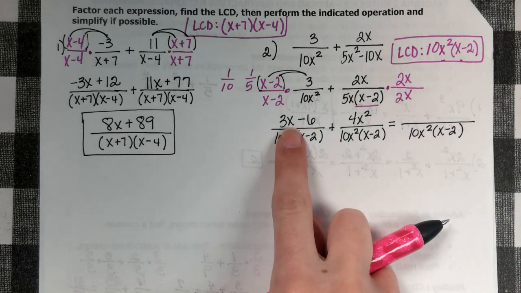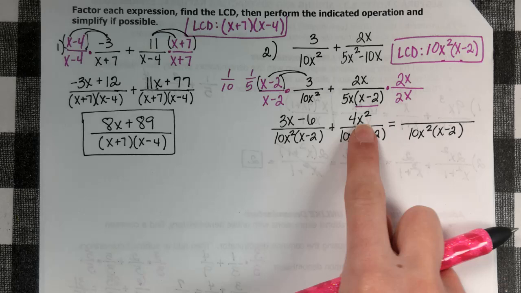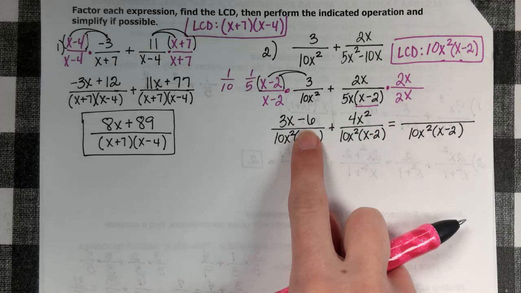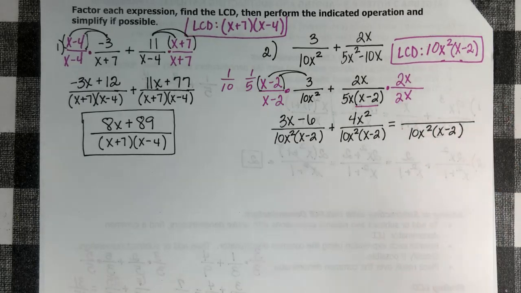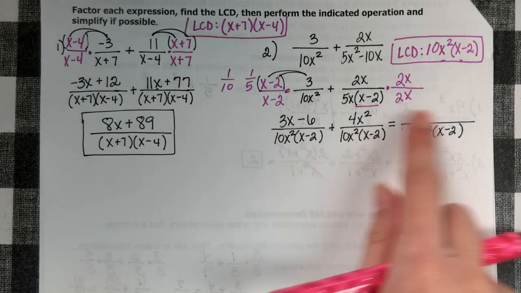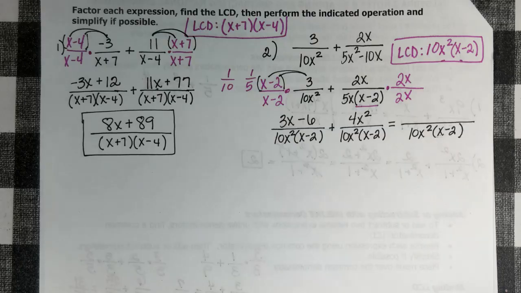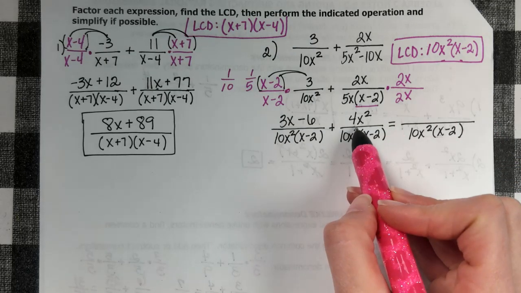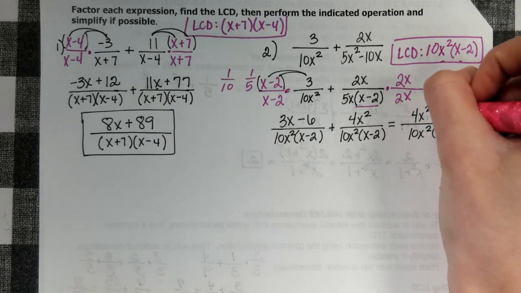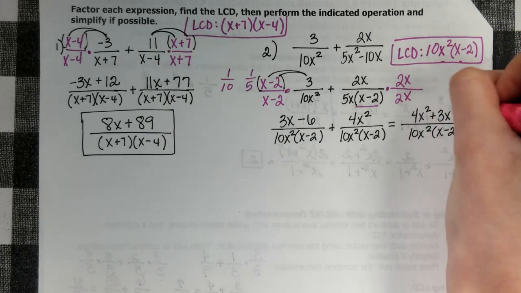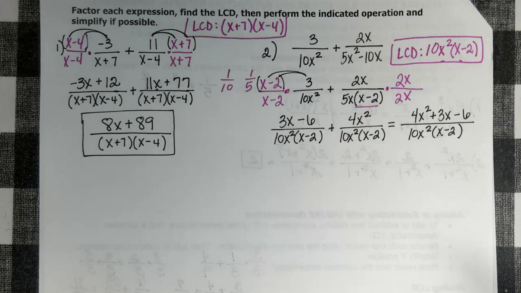What do you notice with your numerators? When I go to add that, what do you recognize? It's going to be a trinomial. So instead of me just writing 3x minus 6 plus 4x squared, I'm recognizing it's a trinomial. I want to put it in standard form to prevent me having to rewrite it one more time. Okay? So if I know it should be in standard form, that 4x squared comes first, then plus 3x, then minus 6. Yes, we good with that?